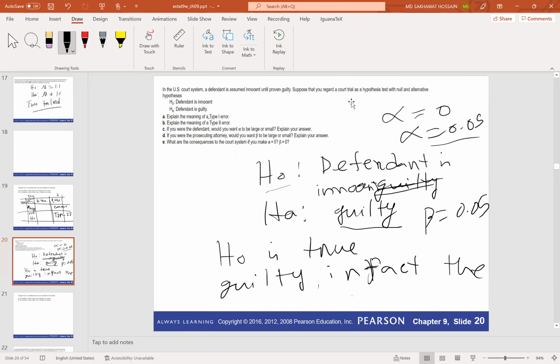Okay, so what is the consequence if alpha is 0? If alpha is 0, that means you will not make any type 1 error. So that means no innocent person will be punished. So what is the consequence of beta equal to 0? Beta equal to 0 means you will not make any type 2 error. So that means all the guilty persons will be punished.